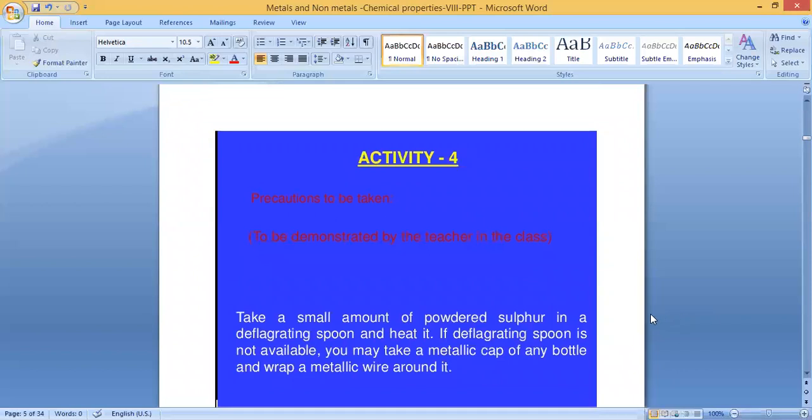The next one is another activity. Take a small amount of powdered sulfur in a deflagrating spoon and heat it. If a deflagrating spoon is not available, you may take a metallic cap of any bottle and wrap a metallic wire around it. So first, take a little sulfur and make it into powder. Usually you can take it in a spatula, like the one we use in the chemistry lab, or if it is not available, take one metallic cap and wrap a metallic wire around it. I'll show you now.